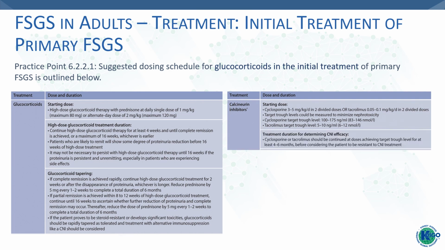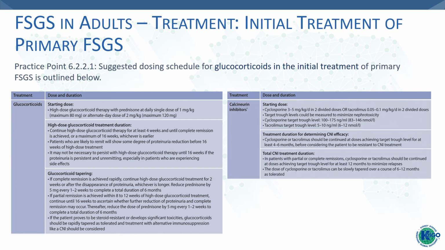Don't consider the patient is resistant to calcineurin inhibitor except after achieving a target trough level for at least 4 to 6 months, as we mentioned in the previous slide of definitions. And continue the treatment with calcineurin inhibitor for at least 12 months to minimize the risk of relapse.